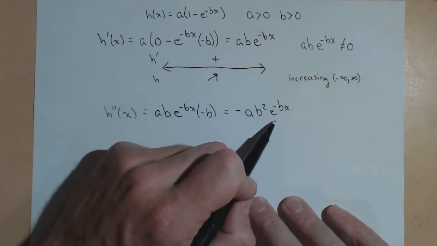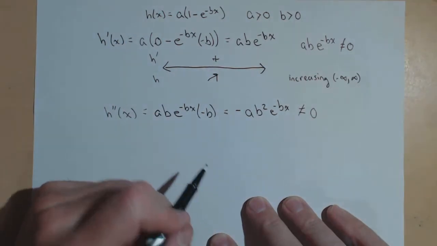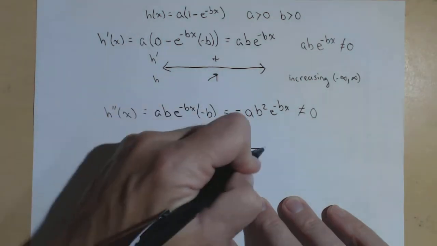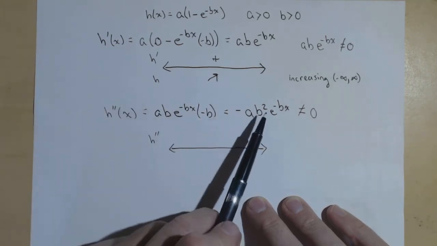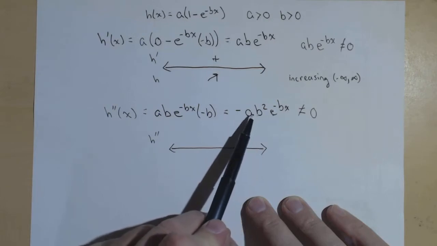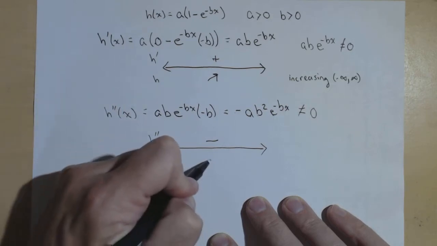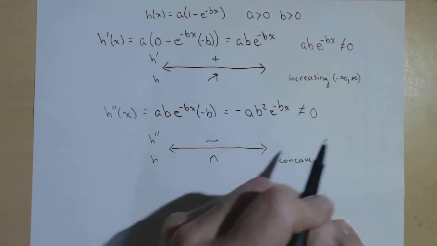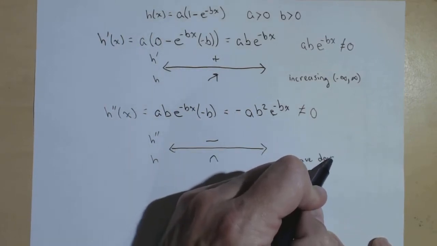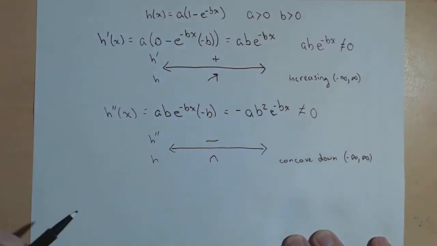Once again, this is never going to be equal to 0. For no values of x will this thing be equal to 0. So when I make my chart for the second derivative, again, I'm not going to put any critical values on it. The biggest difference now, though, is this is negative, and this is positive, so the whole thing is negative, which means h is concave down everywhere. So concave down on the interval negative infinity to infinity. So our graph is always increasing, and it's always concave down.